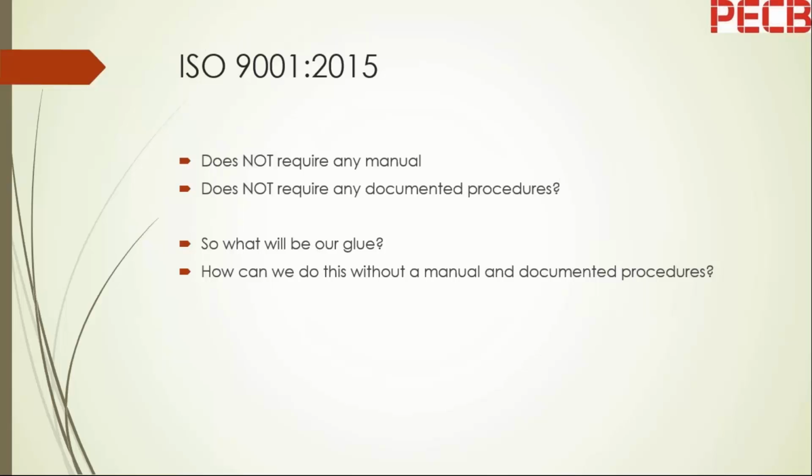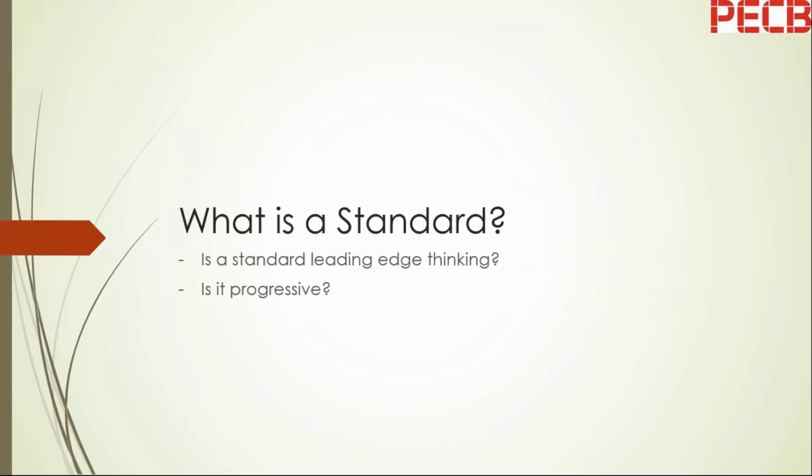So now our 2015 standard does not require a manual, does not require any documented procedures, so what are we going to use as the glue? How can we do this? How can we have a quality management system without a manual or documented procedures? Let's turn to the standard for understanding.